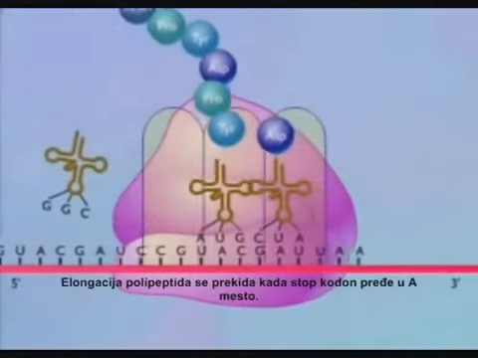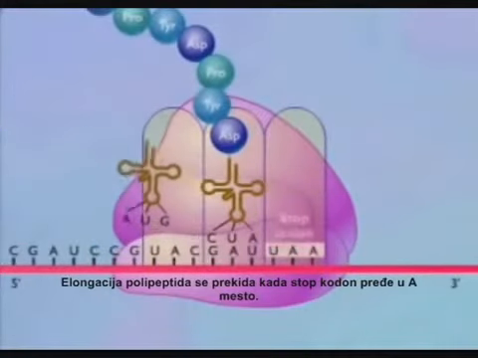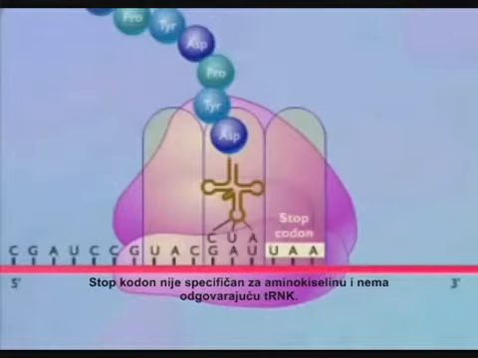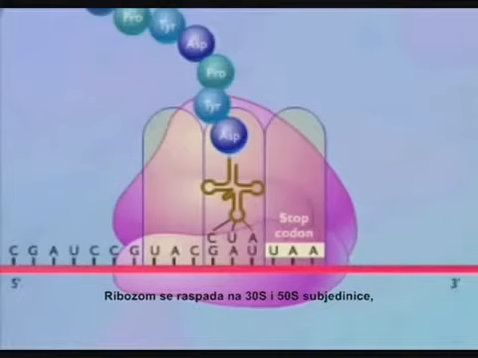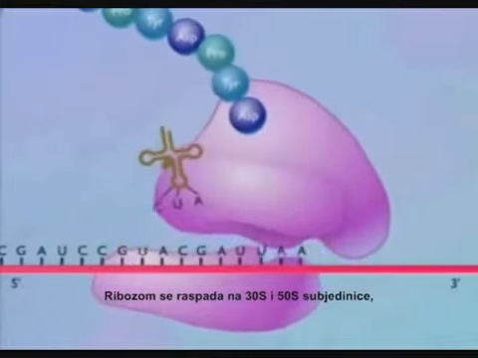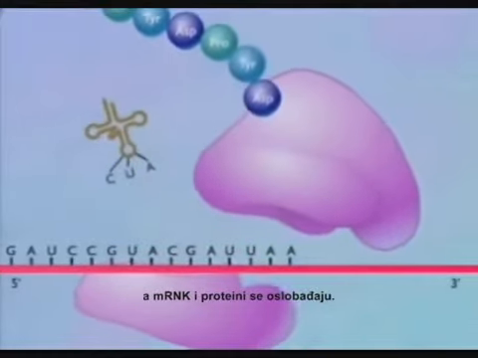Elongation of the polypeptide is terminated when a stop codon moves into the A site. A stop codon does not specify an amino acid and does not have a corresponding transfer RNA. The ribosome dissociates into the 30S and 50S subunits, and the messenger RNA and protein are released.